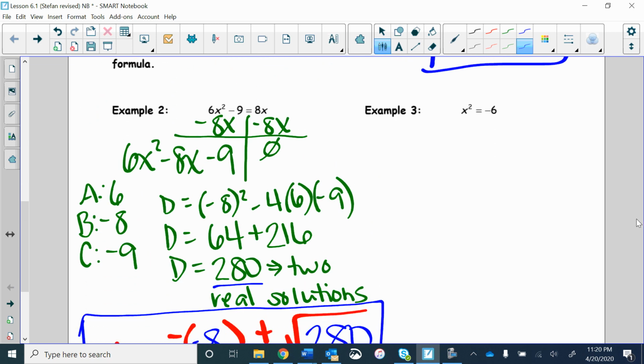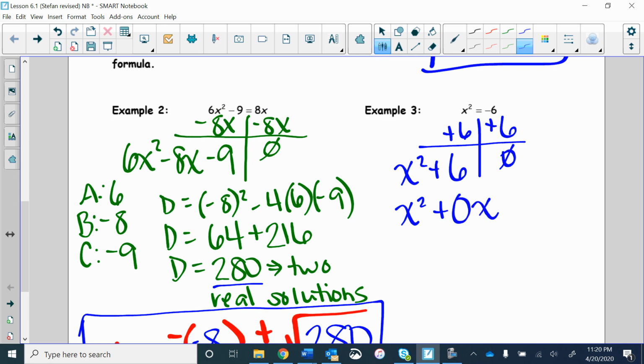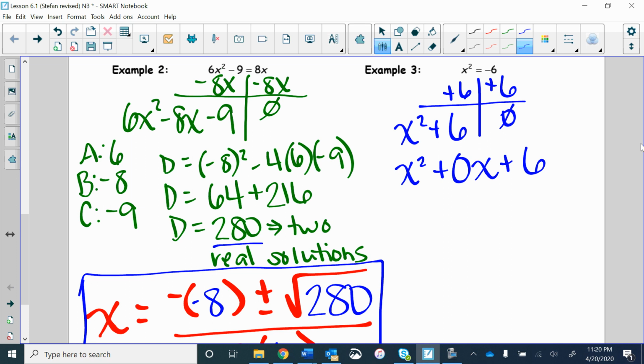Okay, all right, last example I want to work with you guys. x squared equals negative 6. Not how we want to start, so let's move that over. And I have x squared plus 6. Now this does not look like my normal quadratic, does it? It only has two parts. I want to make myself a note: there are no x's in the middle, so make sure you understand that's a 0. So my a value is 1, my b value is 0, and my c value is 6.